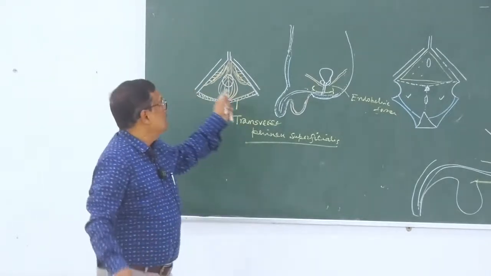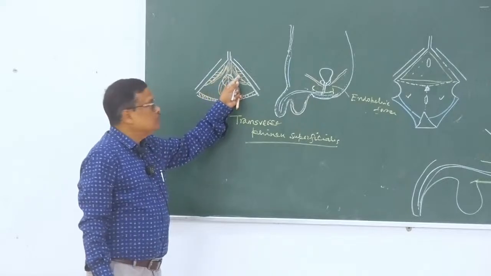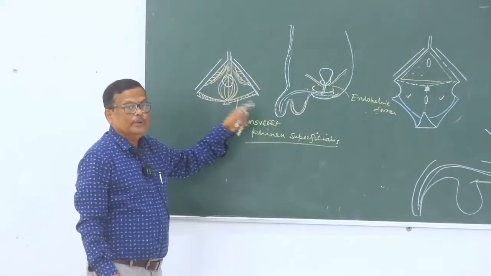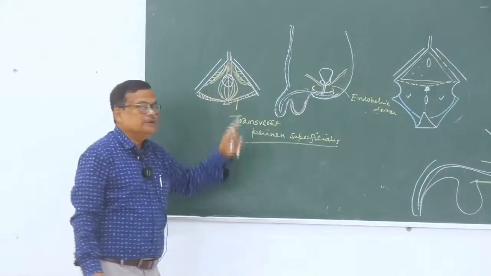So these are the muscles present in the male: ischiocavernosus, bulbospongiosus, transverse perinei superficialis. In female: ischiocavernosus of the clitoris, bulbospongiosus but two in number, right and left, and transverse perinei superficialis.